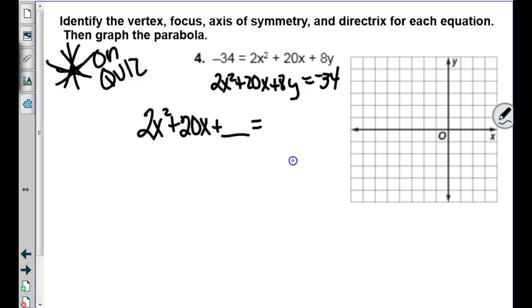So what do we need to do? Yeah, isolating the x's and y's. So I have the x's over here and I put a blank. We really don't need it yet, but what do I need to do with that 8y? Yeah, I'm going to subtract it to the other side, and there's a negative 34 over there, and we're going to need a blank. What's the matter, though? What can we not do? We can't complete the square with something out here. Yeah, we're going to have to take out the 2, which will leave what?